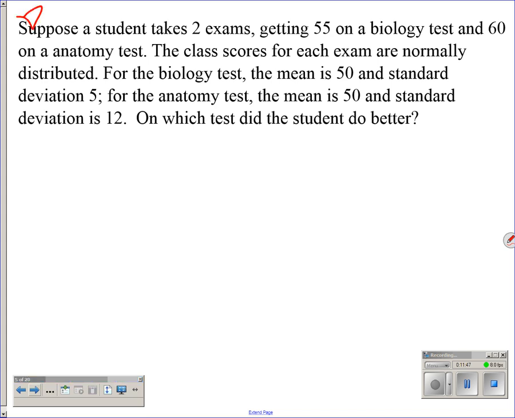This question is very similar to one of your tests, so maybe start on that one when going back to study later. It says the class scores for each exam are normally distributed, which means we can use our z-score. For the biology test, the mean is 50, standard deviation is 5. For the anatomy test, the mean is 50 as well, but the standard deviation is 12. On which test did the student do better? So we need to find the z-score for the biology test and the anatomy test.